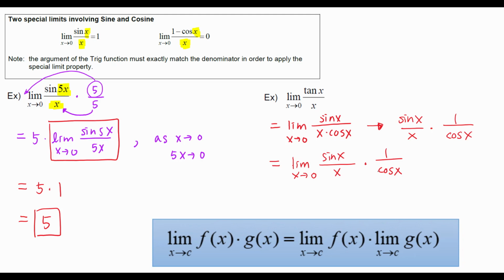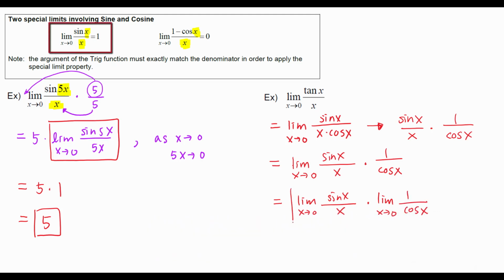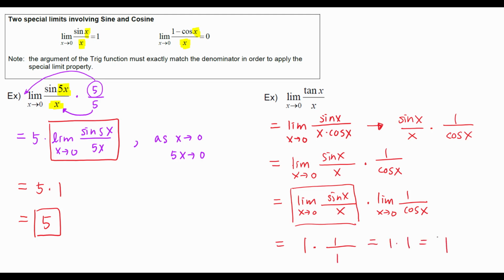And the limit of a product is the product of limits. So I have now the limit as x approaches 0 of sine x over x times the limit as x approaches 0 of 1 over cosine x. And for this now you can use the property that we learned today, which is 1. And the other one, you can do direct substitution, since the cosine of 0 is not 0. It is actually 1. So you have a 1 times 1, which is 1.